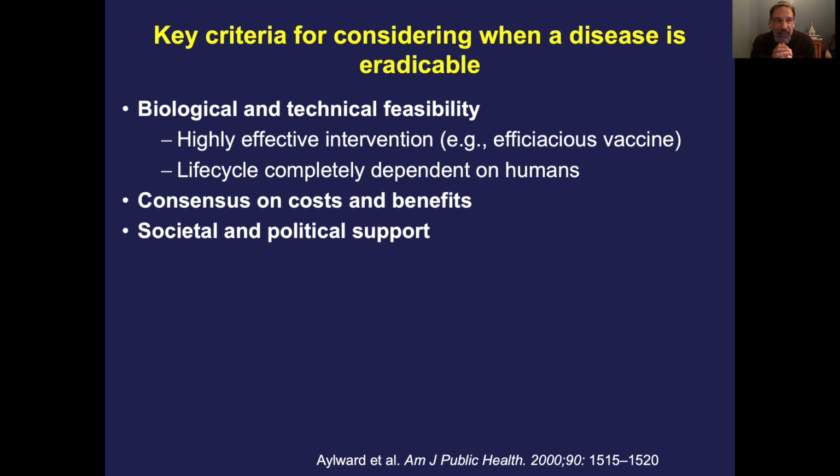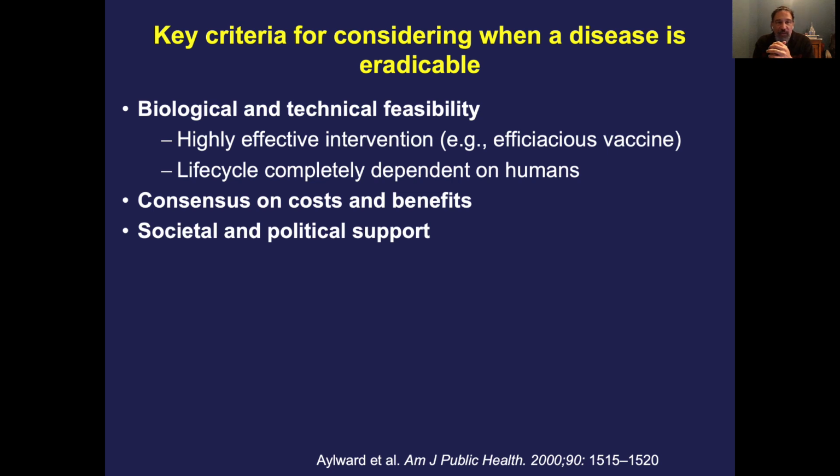So there are some key criteria in considering when a disease could be eradicated. And the first is that there has to be biological and technical feasibility. So it has to be technically possible and feasible. So a highly effective intervention needs to exist, such as an efficacious vaccine. And also, because it's incredibly hard to control what's going on in the animal kingdom, the life cycle of the pathogen should completely depend on humans, because that's really the group that we can focus our interventions on the most.